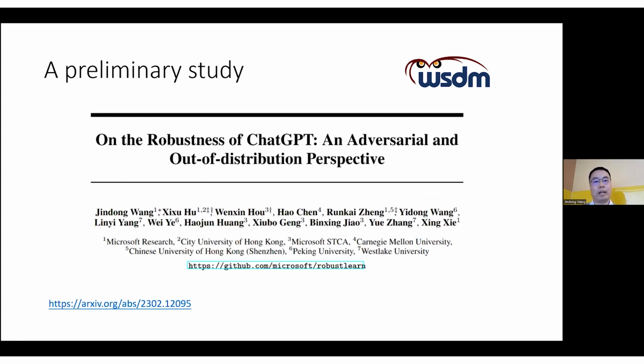So with that in mind, I started this very preliminary study on the robustness of ChatGPT from the adversarial and out-of-distribution perspective. This work would not have been done without the help of a lot of people you can see here: my colleagues at Microsoft, my interns, and other collaborators from different universities. If you're interested, you can log into this website and see the results of this paper. But I would like to highlight some of the findings here.